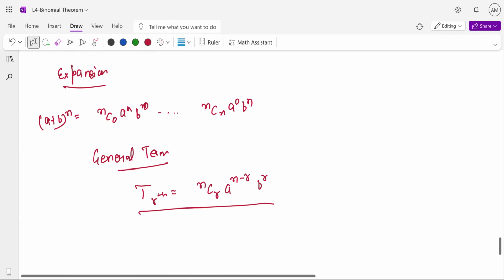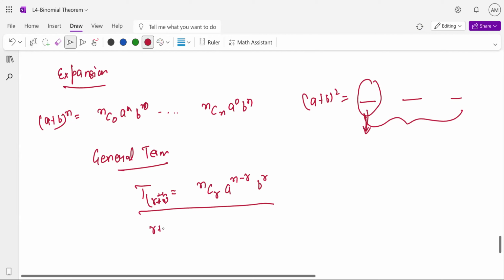It's up to you, like how you are saying. For example, in a to the power 8, if you say I have three terms, write it as r plus 1. It means if you want to calculate the first term, put r plus 1 equals 1, because you need the first. It means you have to put r equals 0 in this equation to get this term. Is that clear? Yes, sir.